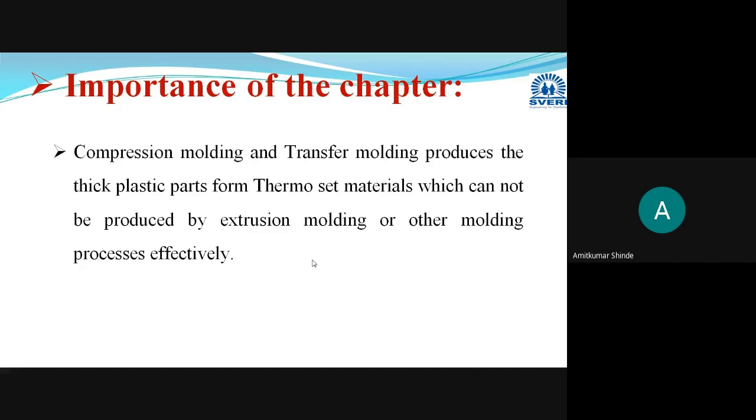That is to manufacture thick plastic parts by using thermosetting material, which is not possible with the help of extrusion molding or injection molding. So for that we go for the compression molding and transfer molding process. Depending on the thickness of the part, you can use compression molding or you can go for the transfer molding process.